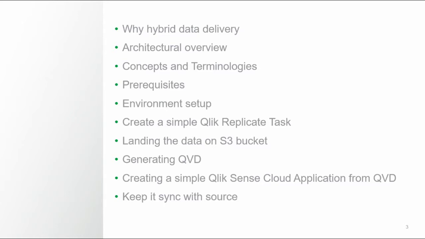The first step is establishing the connection between the on-premise Enterprise Manager and the Qlik Cloud tenant. Once we have the connection done, we can create a simple Replicate task and land the data in the S3 bucket. We can then move the data from the landing zone to the storage data asset in a QVD format. We are now able to create a very simple analytics application starting from those QVDs. And eventually, we can verify that any change in the on-premise source table will be reflected live in the final application.